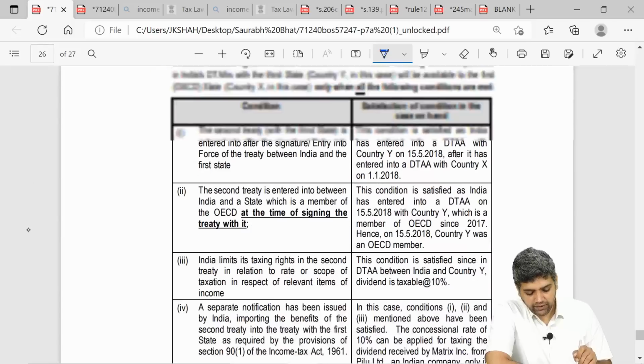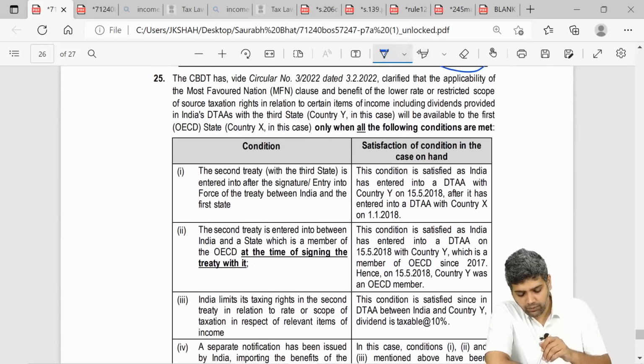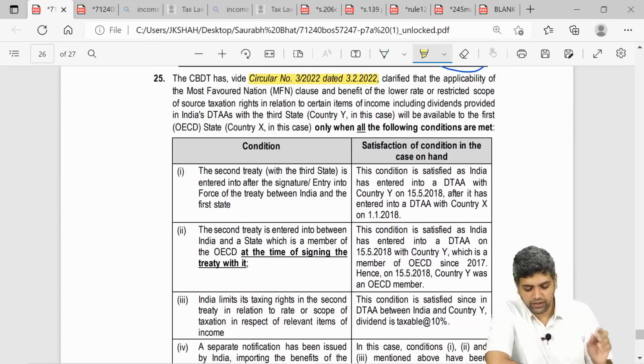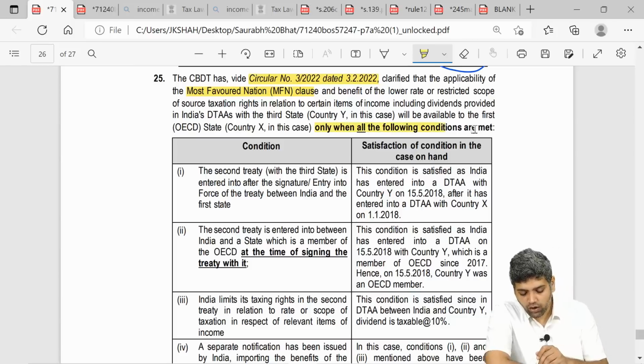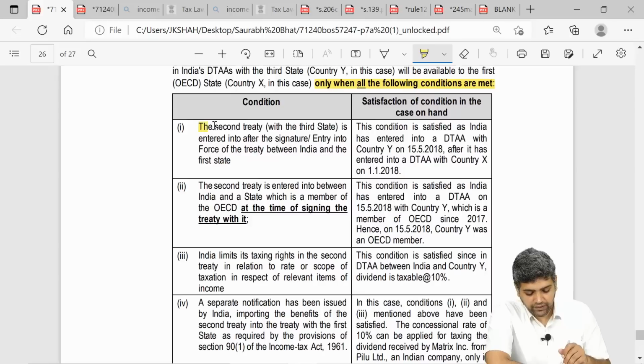Please look at this date. It's a recent amendment. CBDT has Wide Circular number 3 of 2022 dated so and so clarified that applicability of most favored nation clause and benefit of lower or restricted scope of source taxation rights in relation to certain items of income including dividend provided in India's DTAA with third states will be available to the first state only when all following conditions are met. The second treaty is entered into after the signature or entry in force between India and first state.